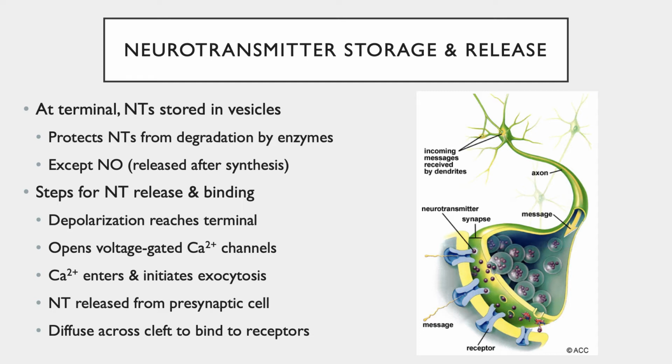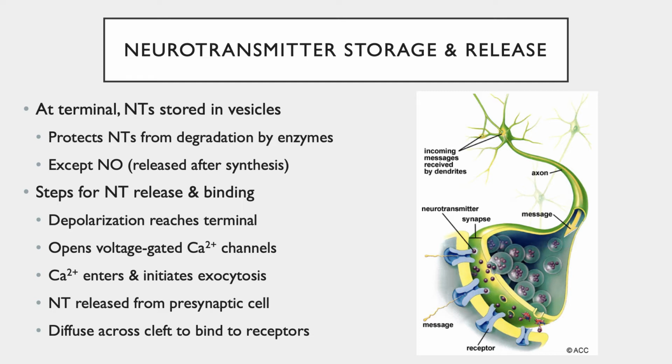The steps for neurotransmitter release and binding start with depolarization reaching the terminal button. That is the action potential. Again, from here, calcium channels that are voltage gated open because the depolarization reaches that area. From there, calcium enters and initiates the process of exocytosis, which then releases the neurotransmitter from the presynaptic cell into that synaptic cleft, that space between the presynaptic cell and the neighboring postsynaptic cell.